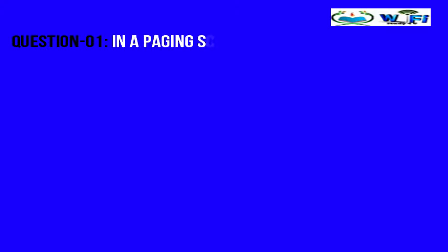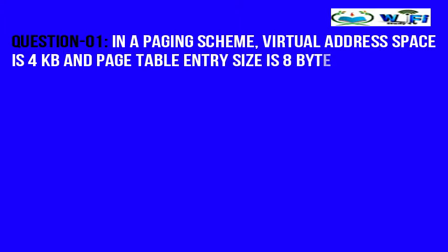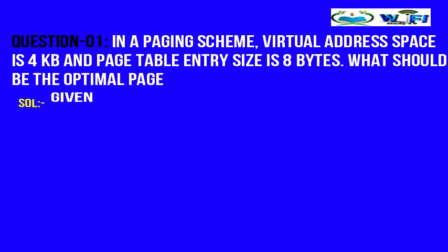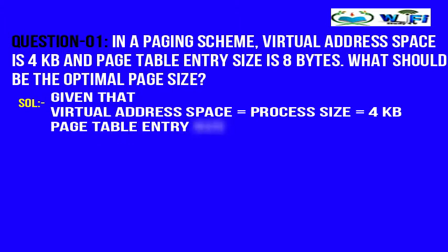In a paging scheme, virtual address space is 4 kilobyte and page table entry size is 8 byte. What should be the optimal page size? Solution: given that virtual address space, meaning process size, is 4 kilobyte and page table entry size is 8 byte. We know that according to the formula, optimal page size equals the square root of 2 into process size into page table entry size.